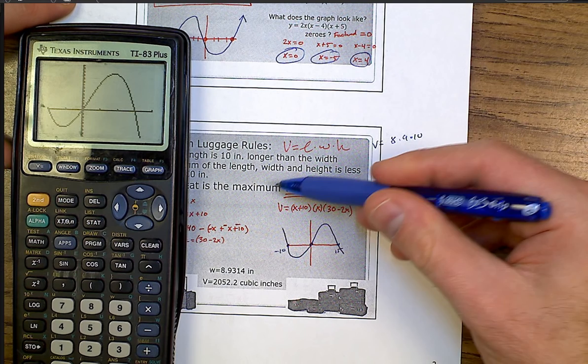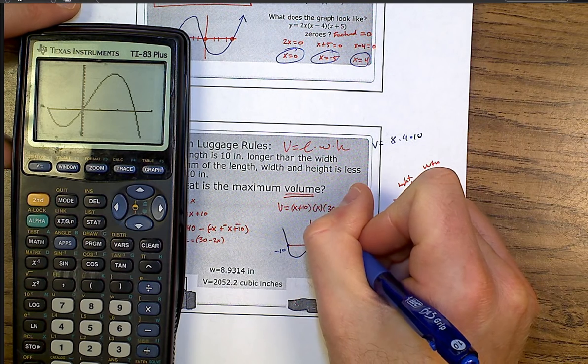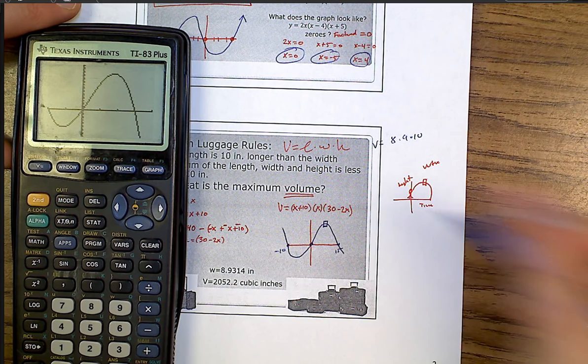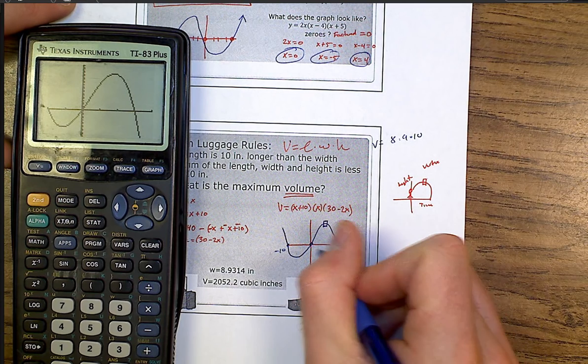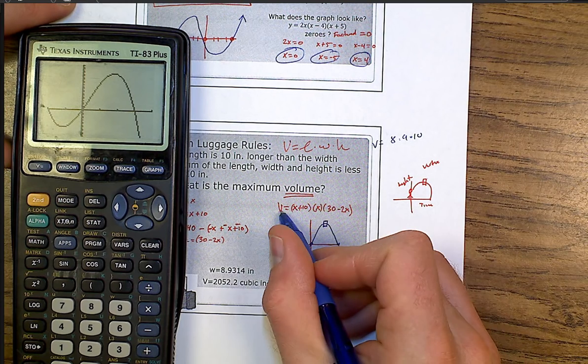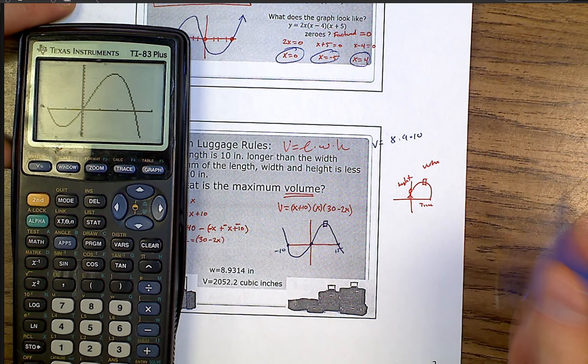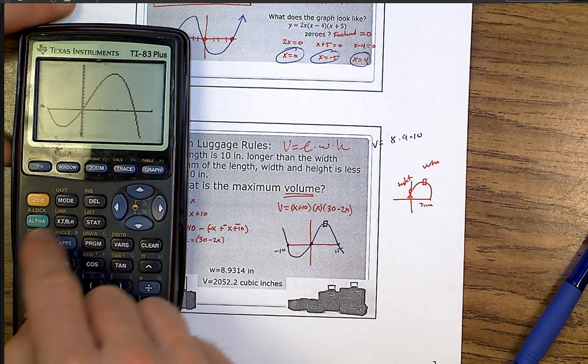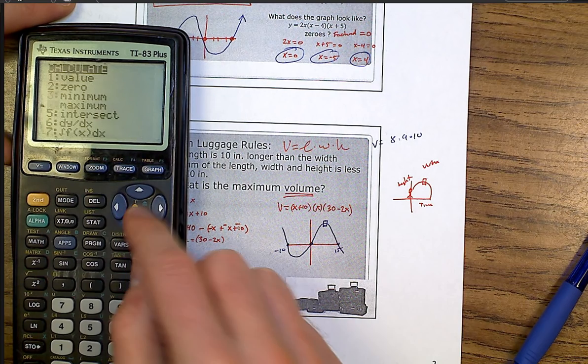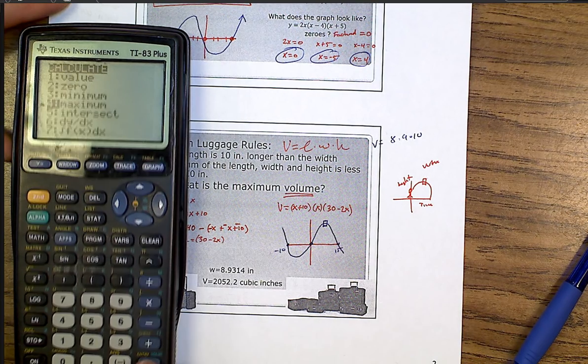Now, this question isn't asking what the zeros are. It says, what's the max volume? Well, we want to find that point right there. We want to find the x value that gives us our biggest volume, which in this case would be our y. So here's how we do this. We're going to go to second calc. We're going to go to maximum. We've done this before. Hit enter.